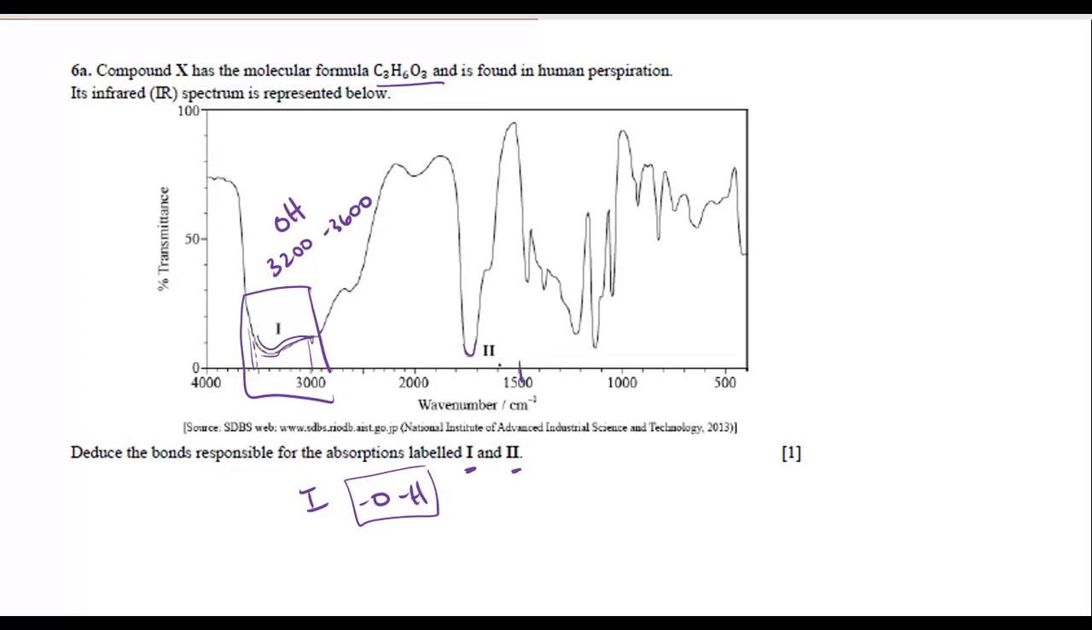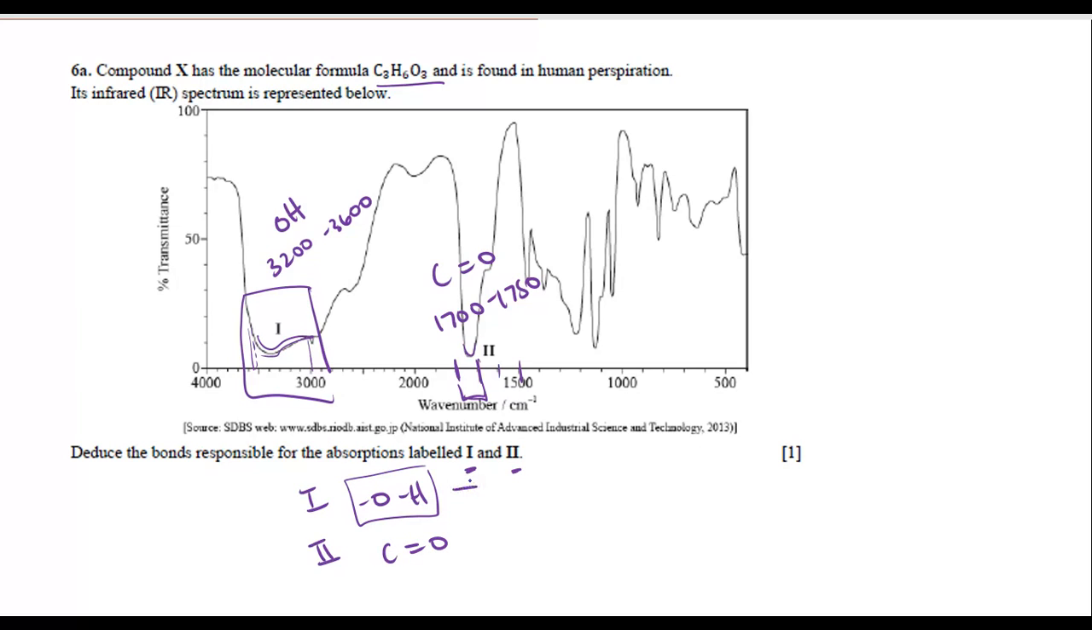So I've got 15, 16, 17, 18. So we're somewhere between 17 and 1800. I look at my table 26, and lo and behold, 1700 to 1750 is a match for carbon double bonded oxygen. So the bond responsible for the absorption peak at Roman numeral 2 is going to be carbon double bonded O.